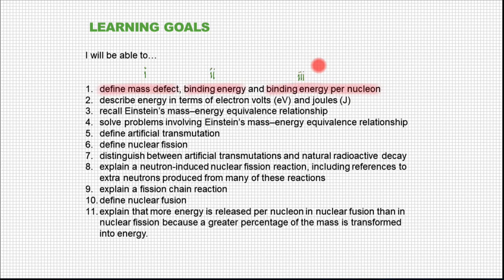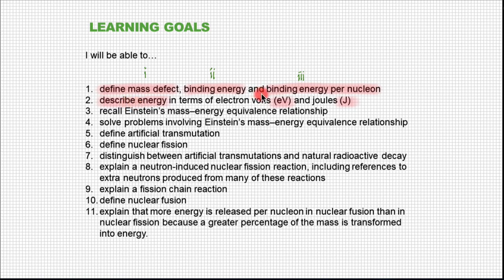So some of the terms that you need to look for as we go through this: mass defect, binding energy, and binding energy per nucleon. So binding energy is the application of Einstein's equation, E equals mc squared. Binding energy per nucleon refers to the amount of energy required to bind one nucleon at a time to the nucleus.